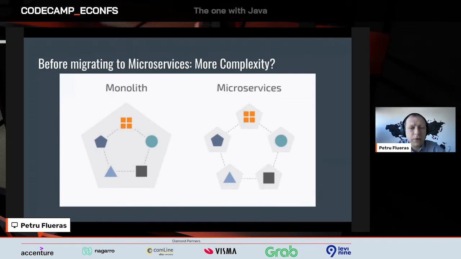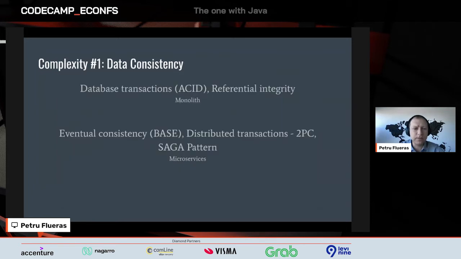But before migrating to microservices, we have to understand this extra complexity microservices are giving us, because it's not simple at all. One and the foremost complexity is the data consistency.